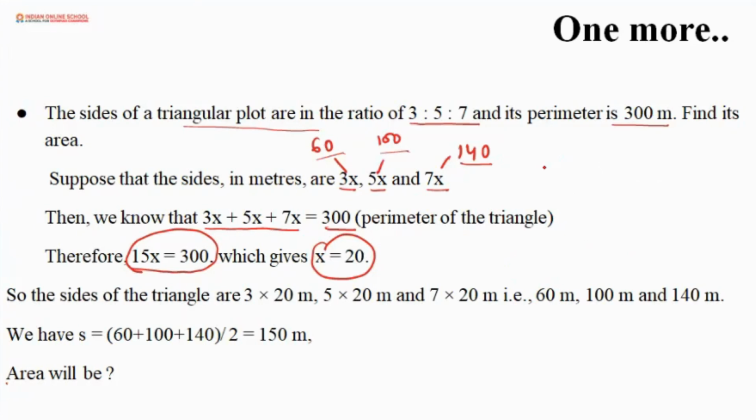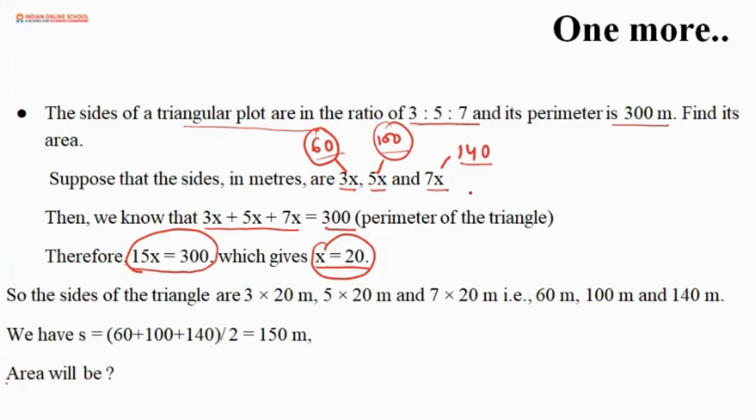Ma'am, I have a doubt. Instead of S, ma'am, we can take 20, because the value of x is 20. So we can put it over here. 3 times x, which means 3 times 20, we are getting 60. 5 times 20, we are getting 100. Correct? This is the process we are doing till now.